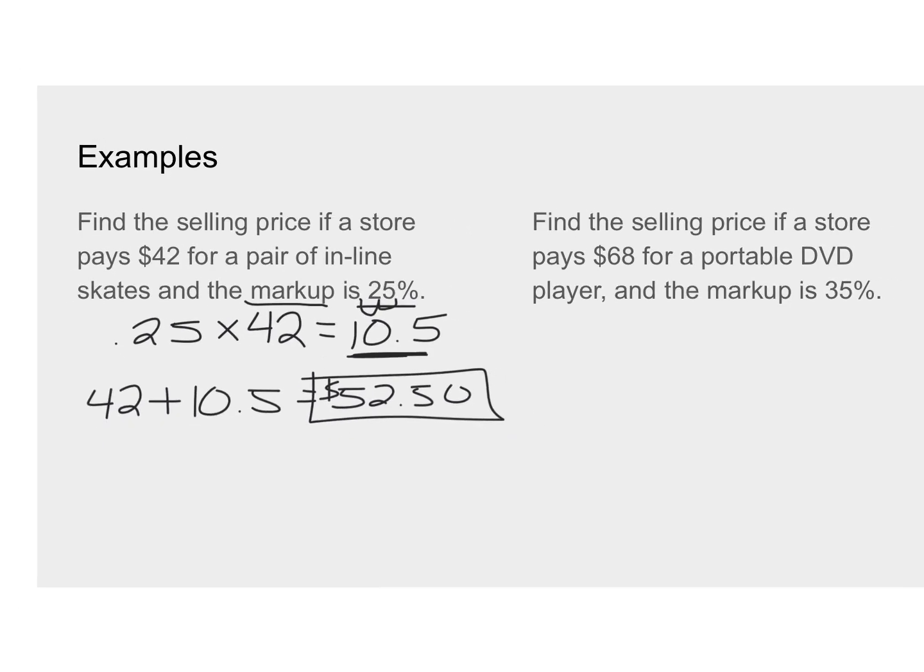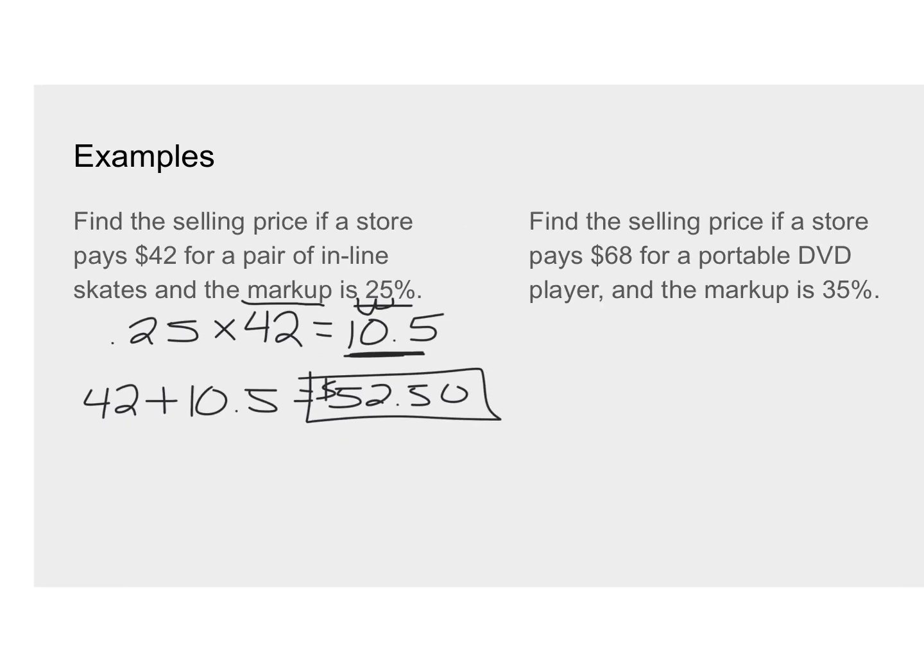Go ahead and try that other example of markup, and then compare with a partner. We want to find the selling price if a store pays $68 for a portable DVD player and the markup is 35%.